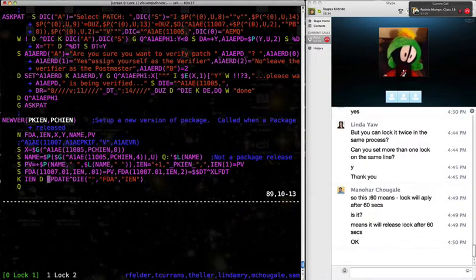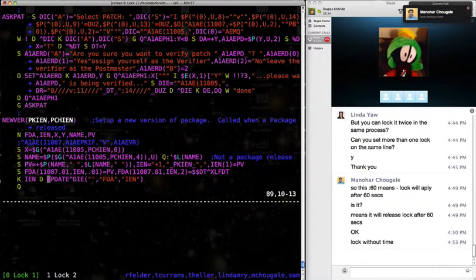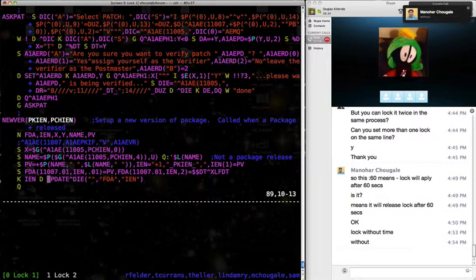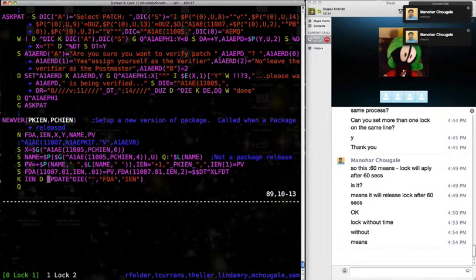I have a feeling that a lot of you guys are confused. Open for questions again. Any questions? Okay, the lock with the time or without the time? Manohar. Without.